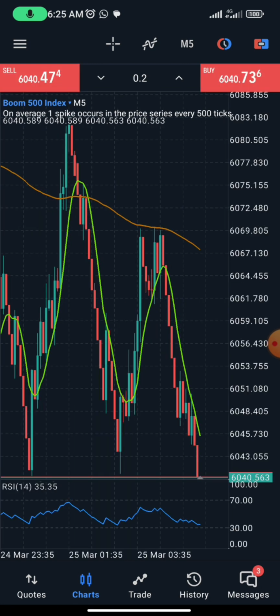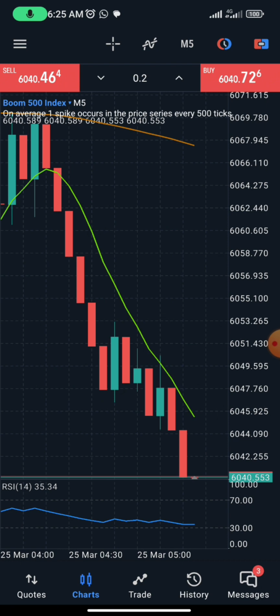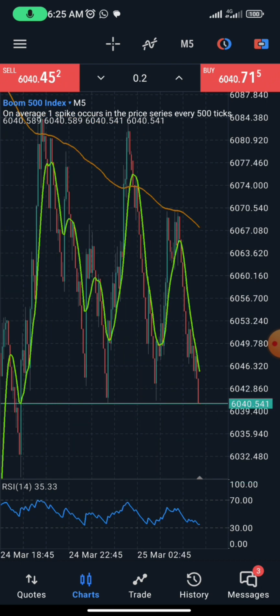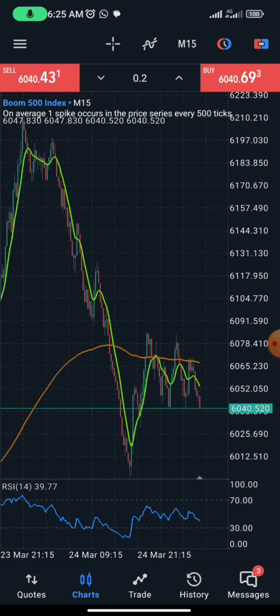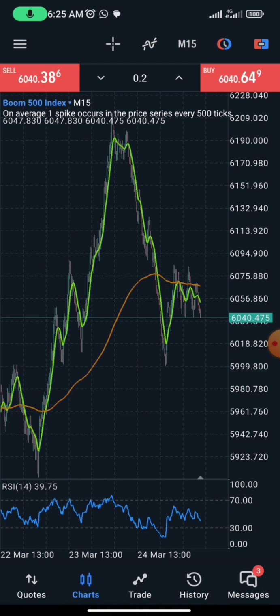So the entry is coming here. I think this has already closed. This is M5. It's closed already. So I will be taking entry right here, right now. Yes, I'll be taking entry on this pair right here, right now.